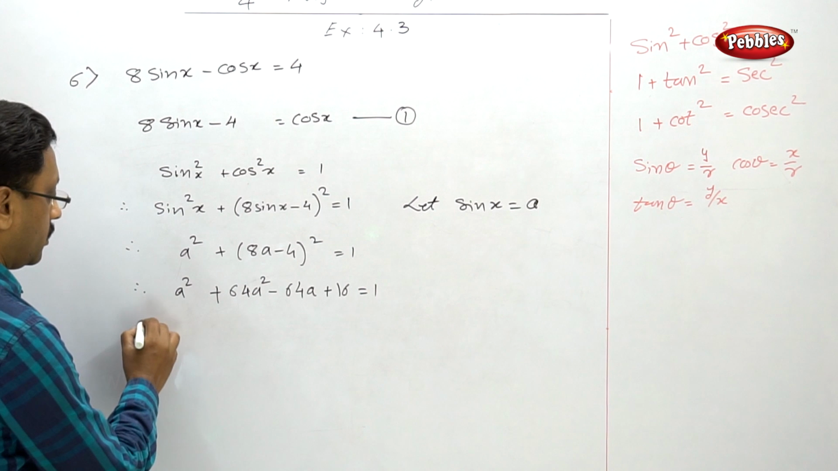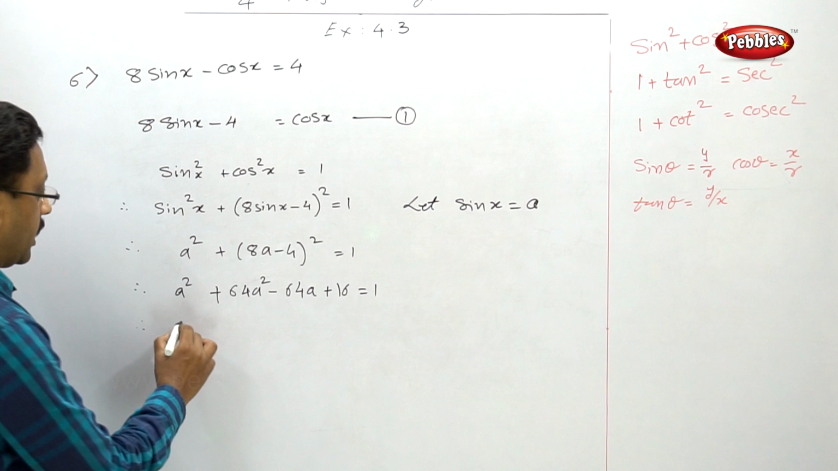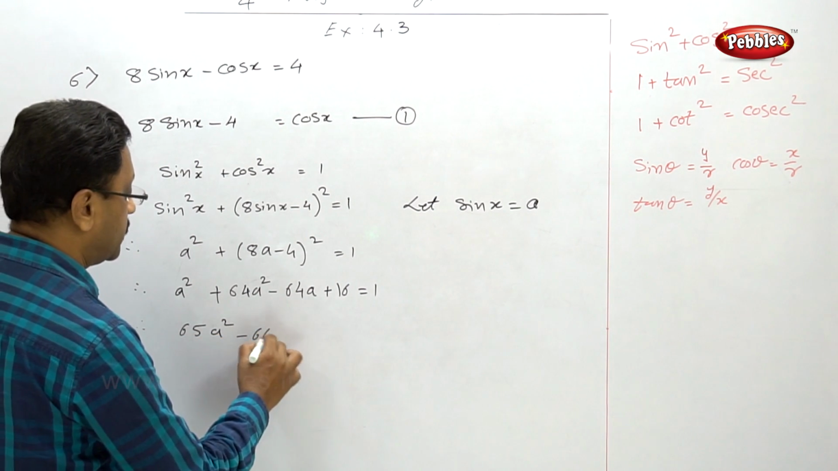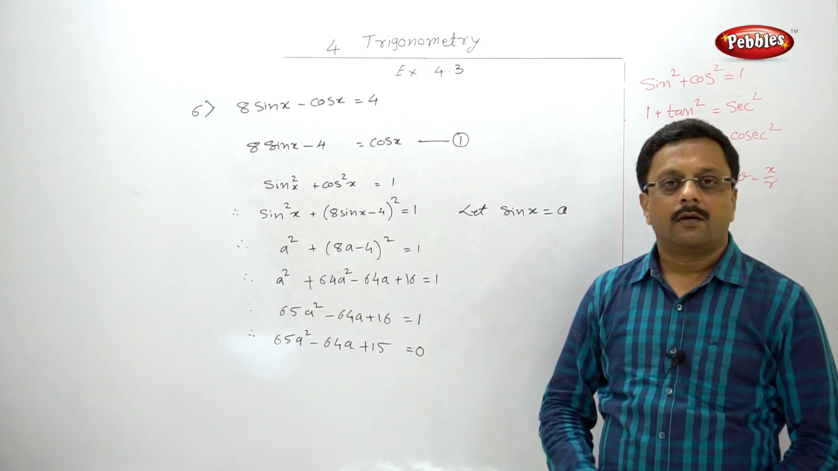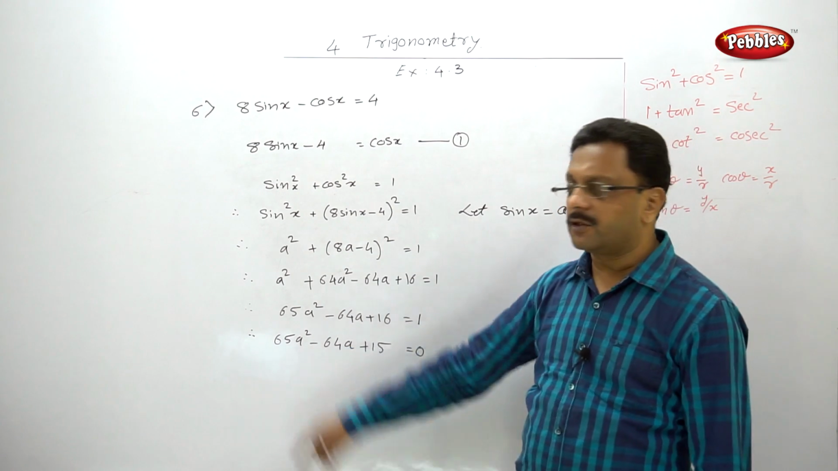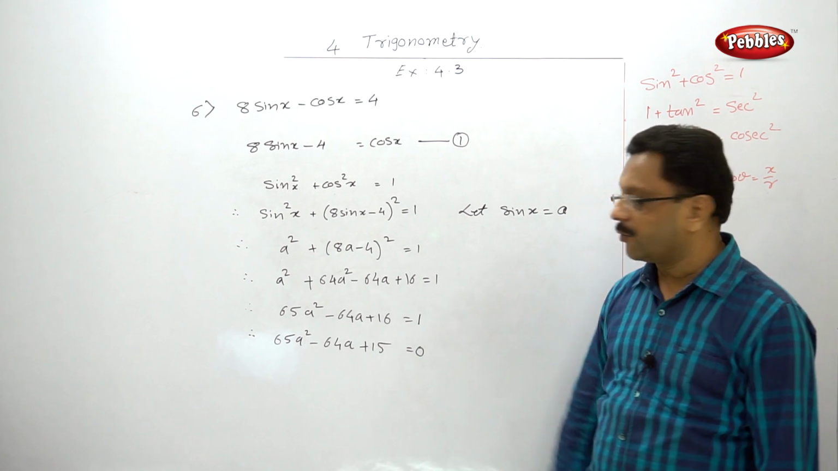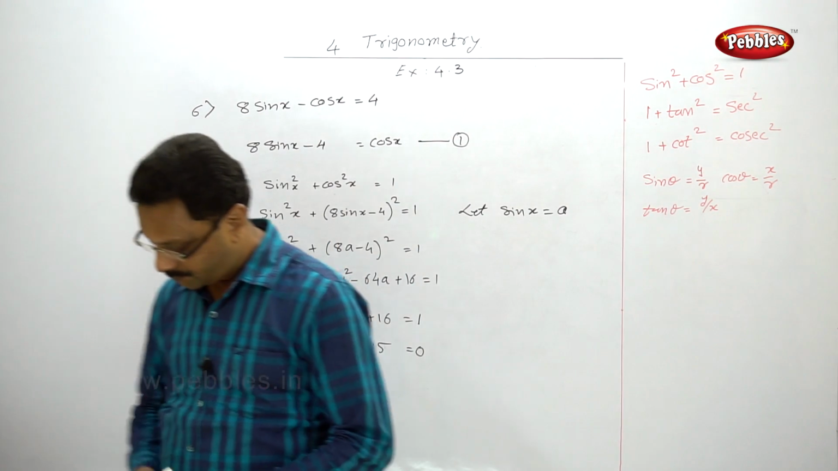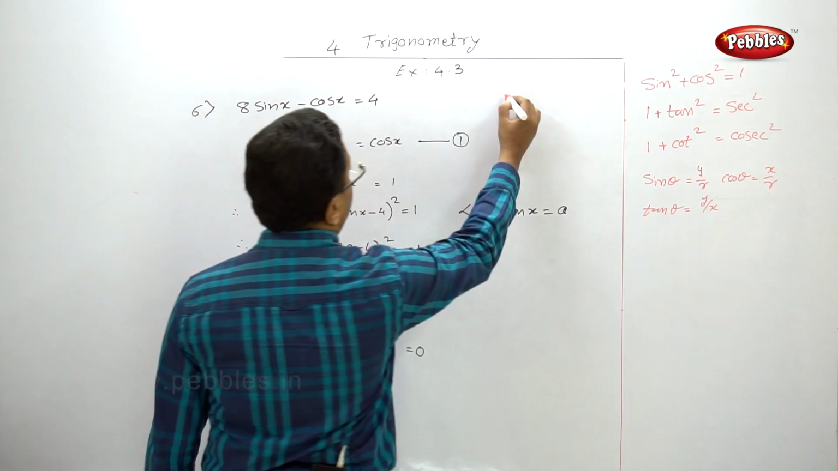And here we will have 65a square minus 64a plus 16 is equal to 0. Now this is a quadratic equation, we have already learned it. Multiply 16 into 65 and then you have to factorize so that the addition is 64. Correct? So what factors will we have?